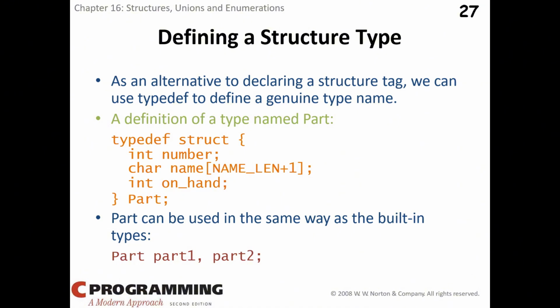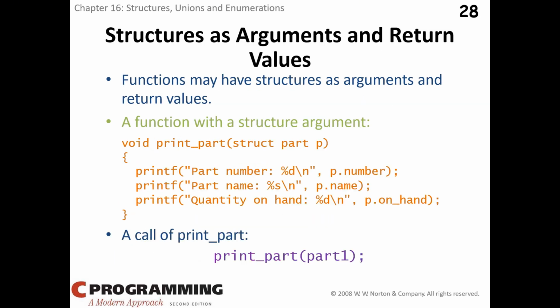And typedef enables us to create reusable type names, enhancing code clarity and promoting consistency in our program. And now let's discuss how structures can be used as an argument and return values in C functions. So functions in C can accept structures as arguments and return structures as values, providing a convenient way to work with structured data within a function.